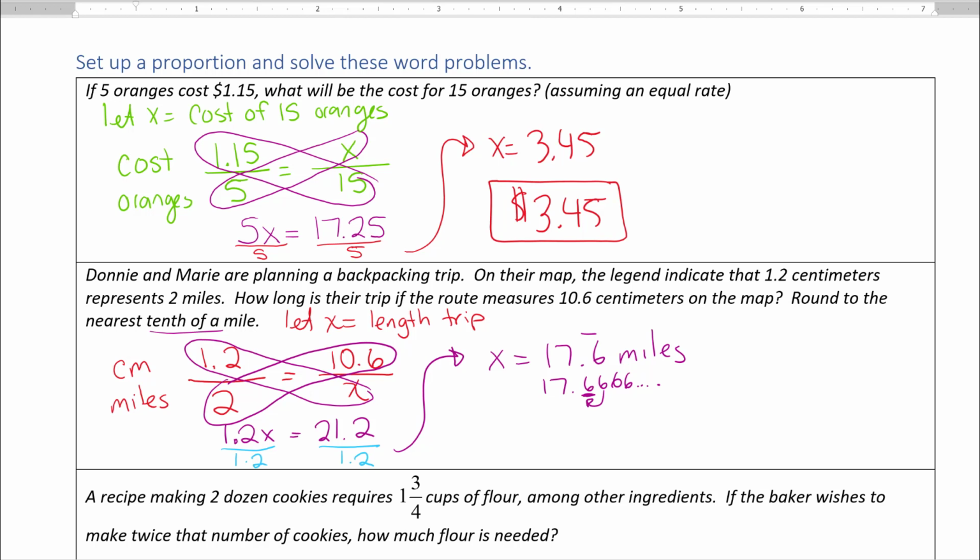This 6 tells the previous 6 that we need to round up. So 17.7 miles is the correct answer rounded to the nearest tenth. I'd probably be okay if you didn't round it at all and just gave it to me in exact form. But this particular problem tells you to round to the tenth, so I did that.